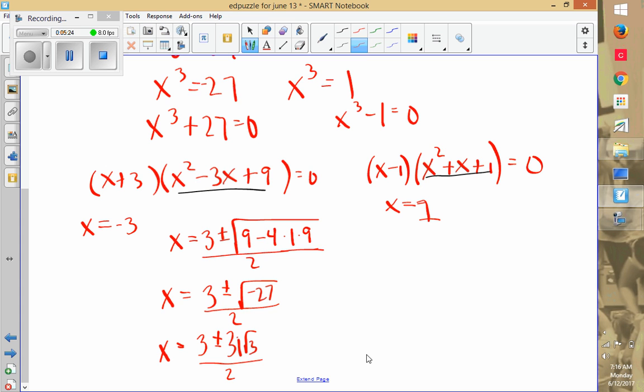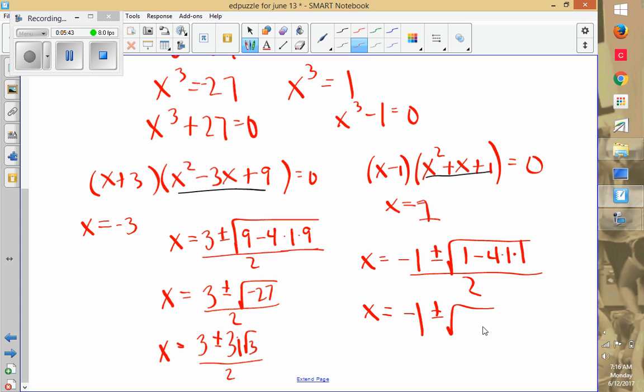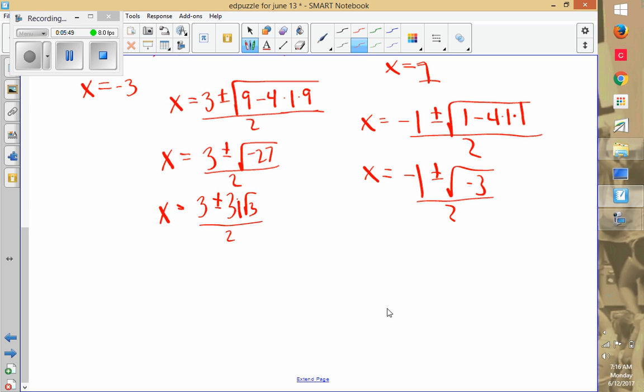On the second one, we have x equals negative 1 plus or minus the square root of 1 minus 4 times 1 times 1, all over 2. And we get negative 1 plus or minus the square root of negative 3, which is going to give us x equals negative 1 plus or minus i square root of 3, over 2. So we have 6 answers. 1, 2, 3, 4, 5, 6.